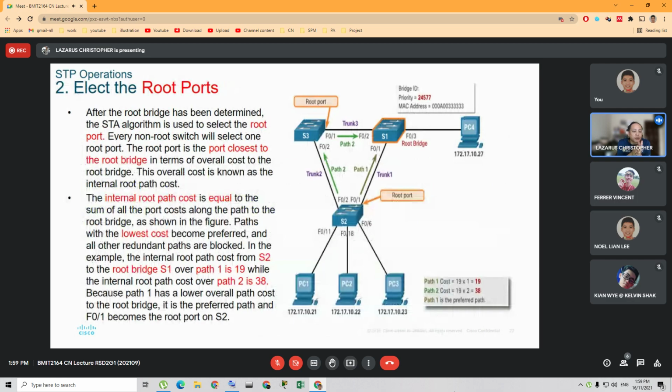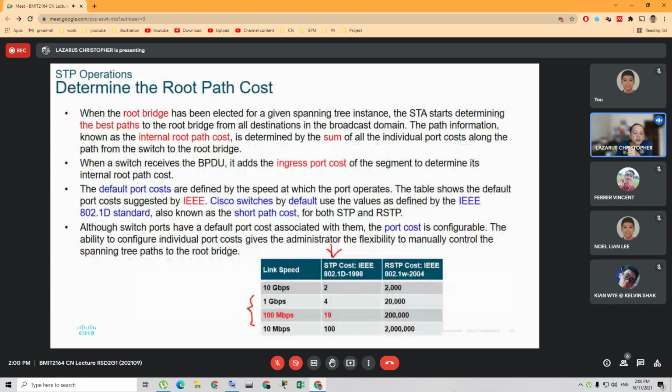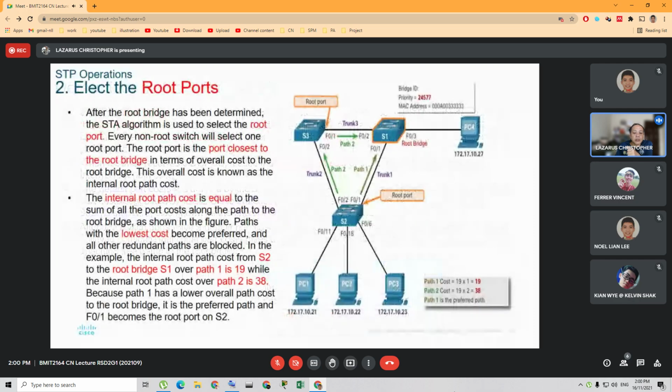Oh yeah, overall cost is known as the internal root path cost. So if you're on S2 and you want to calculate the path cost for F2 on S2, then this path 2, you see that there are two arrows. This combination of these two is based on a calculation. Fast Ethernet is 100 megabits per second, so it's 19. So 19 plus 19 is 38. So this path cost is 38, the path 2. Whereas the trunk one, path 1, is only half of that, 19. So this is our method to calculate the root path cost.